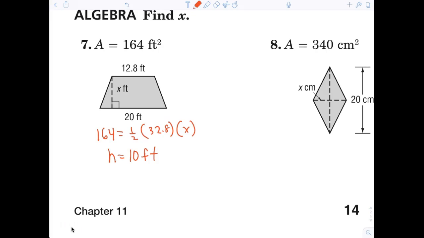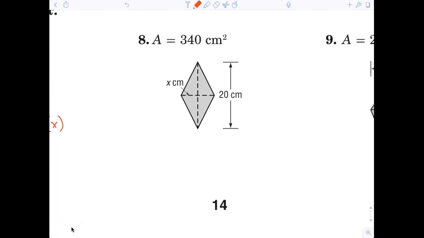Now here we have 340 is equal to 1/2 of 2x times 20. I think it's 17. Very easy. So x is equal to 17 centimeters.